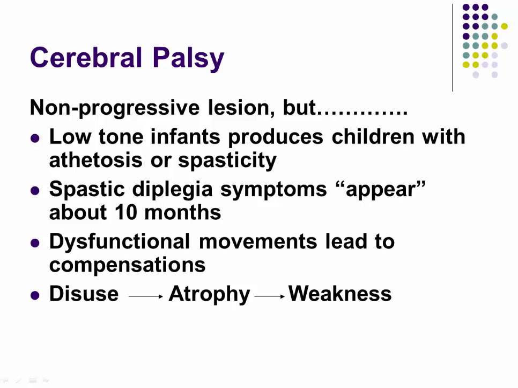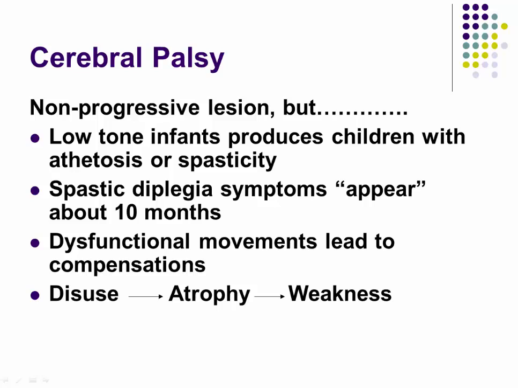So they are very creative in how this dysfunctional movement will lead to compensations. For example, a child with spastic diplegia may walk on their tiptoes, and that causes a shortening in their ligaments, in their tendons, of the Achilles tendon, which can lead to a lack of range of motion, a shortening of the tendon, which causes further problems.